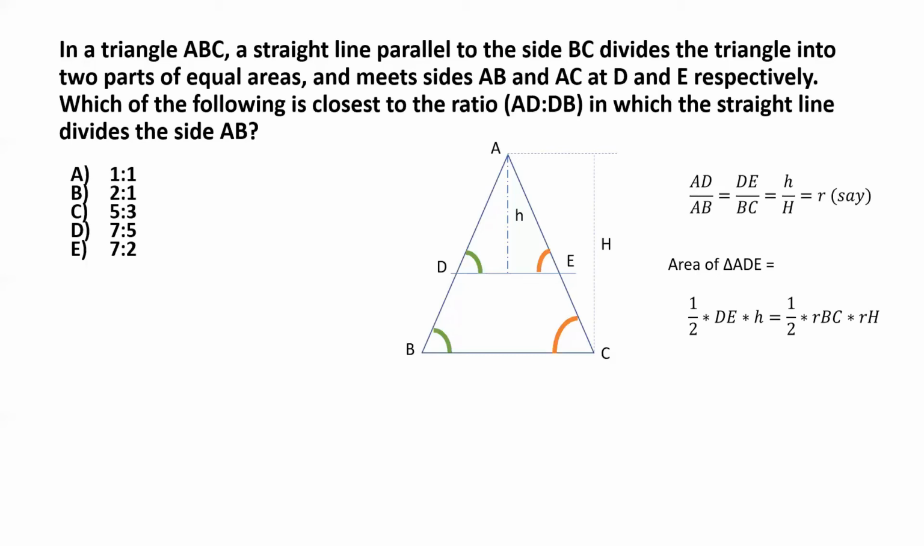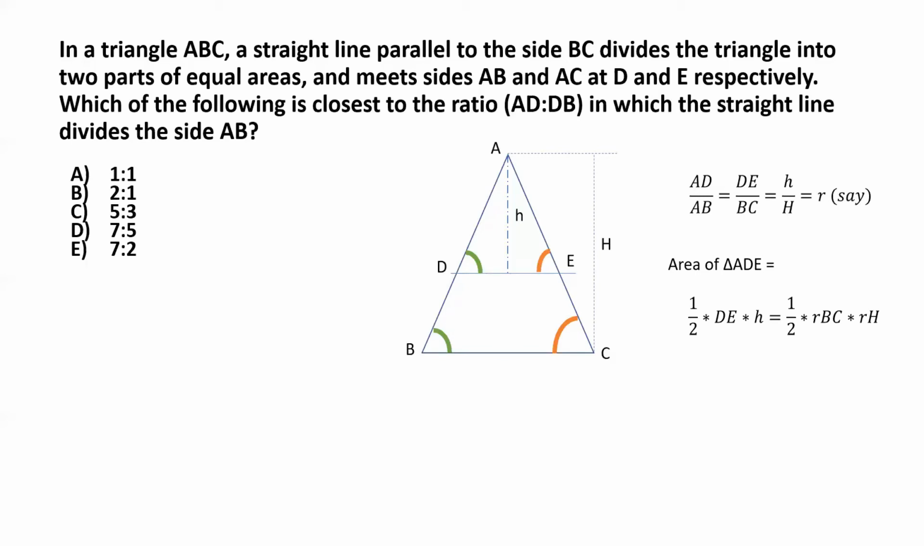So that's the substitution we have made. So DE is equal to R times BC. And similarly, the height of the smaller triangle, that's the lowercase h, would be R times uppercase H, which is the height of the bigger triangle.